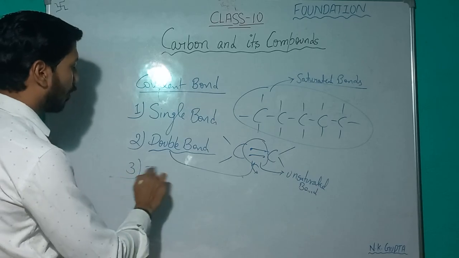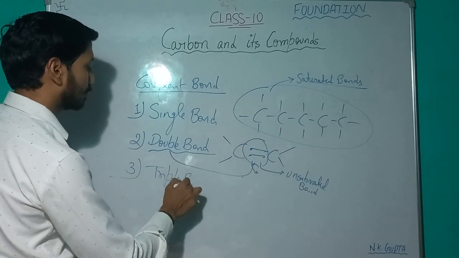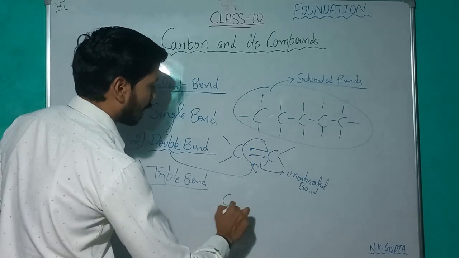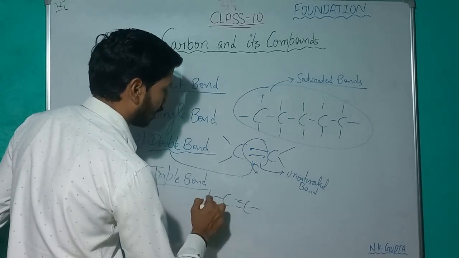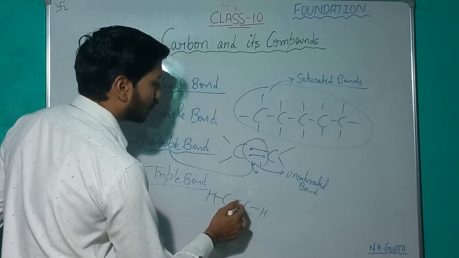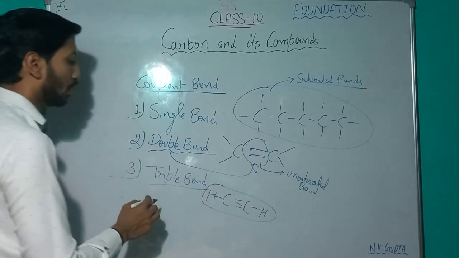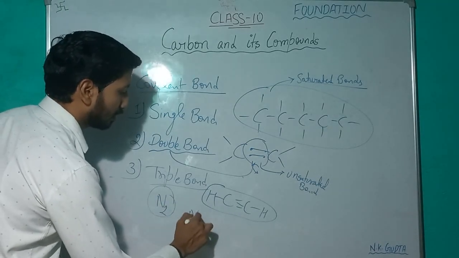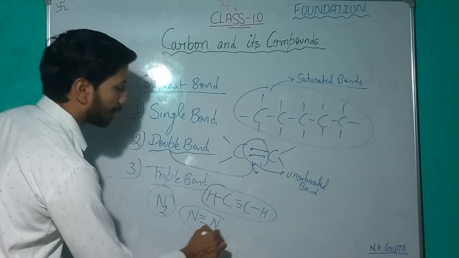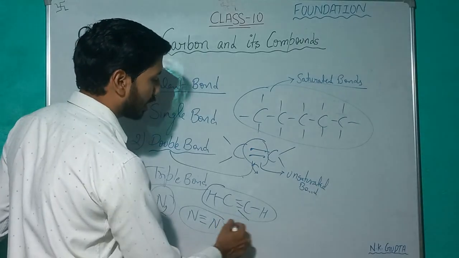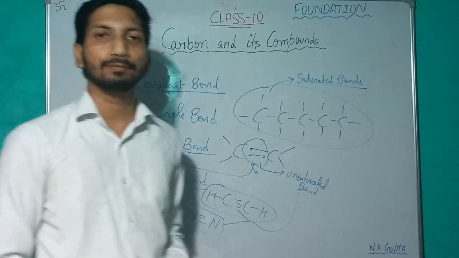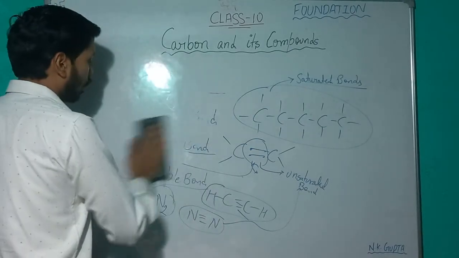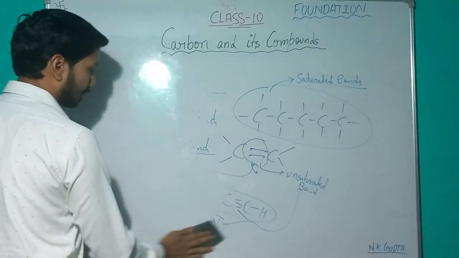Third kind is triple bond. Triple bond is just carbon, carbon, carbon, hydrogen. Ethyne, its name is ethyne. And another example is nitrogen, the N2 molecule. Here nitrogen also forms a triple bond. Both are unsaturated bonds, unsaturated compounds. Is it okay? We will move forward and observe the properties of carbon.